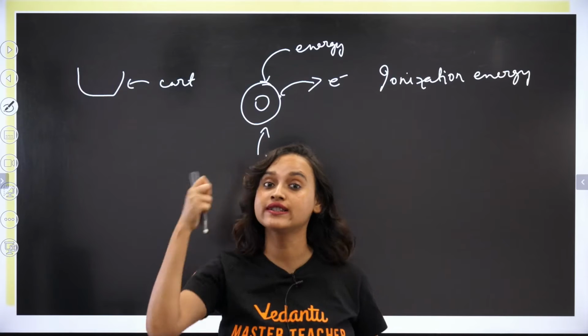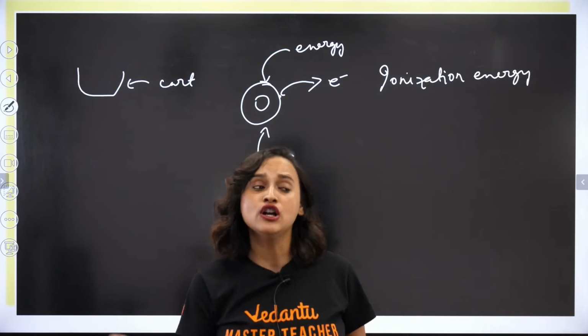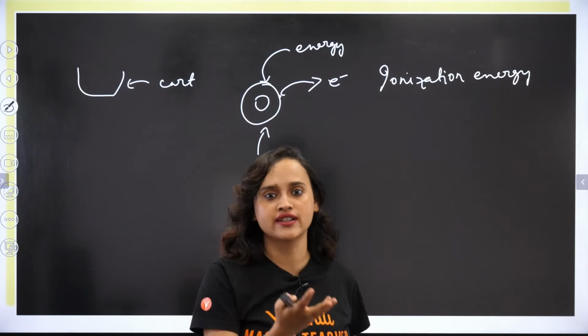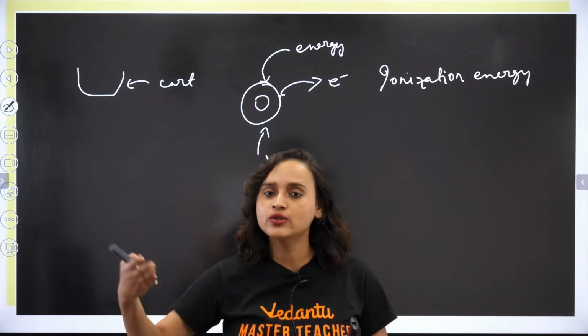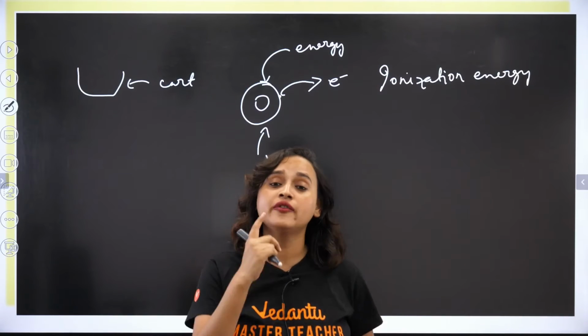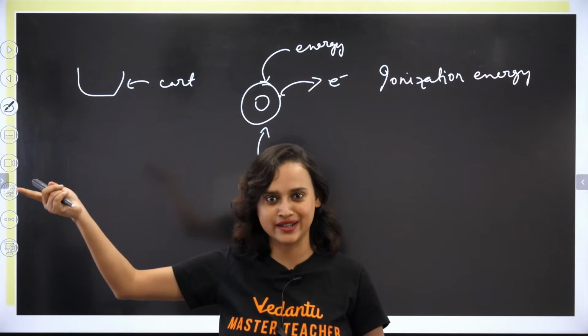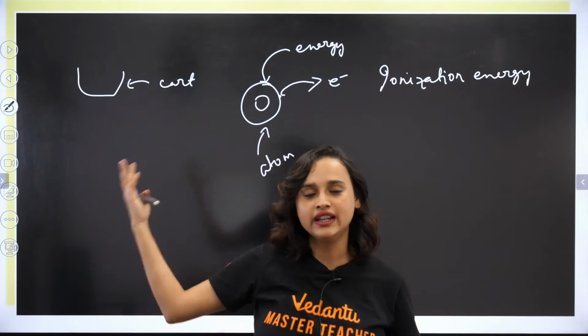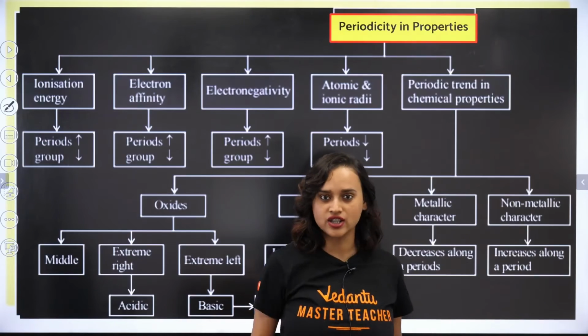Now, there is ionization energy 1, ionization energy 2. When you try to take out the second electron, it is ionization energy 2. When you try to take out the third electron, it is ionization energy 3, right? So you can keep taking out electrons, however it keeps increasing. All right, so that's your ionization energy.